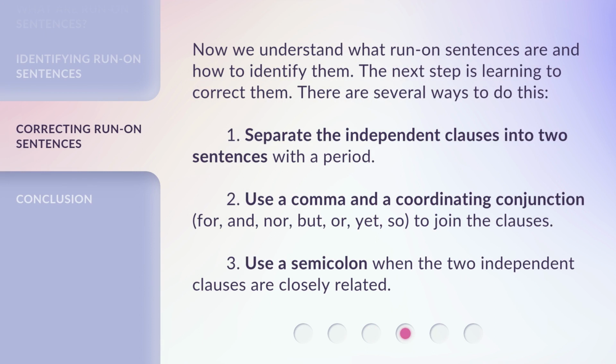Now we understand what run-on sentences are and how to identify them. The next step is learning to correct them. There are several ways to do this. 1. Separate the independent clauses into two sentences with a period. 2. Use a comma and a coordinating conjunction, for, and, nor, but, or, yet, so, to join the clauses. 3. Use a semicolon when the two independent clauses are closely related.